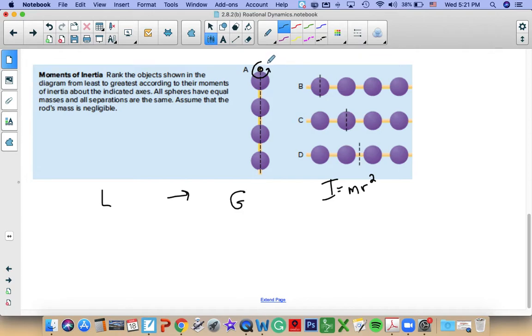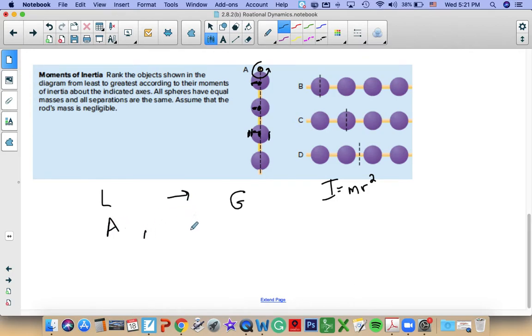Or the other way. Either way, it doesn't matter. We just want to figure out which one's going to be the hardest to spin or rotate. So this one, I have a little tiny radius, technically, because all my mass would be out here and here. And there's really not that much mass out there, because the center of mass is going to be right in the middle, right where you're spinning it. So A is going to be the least.